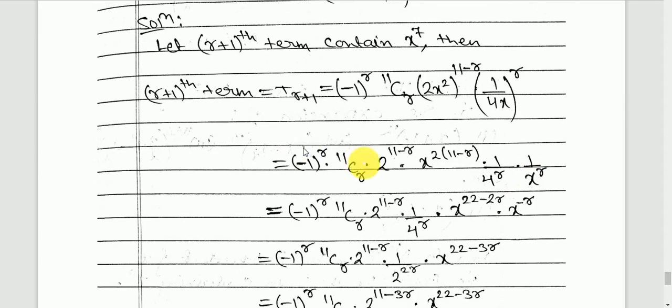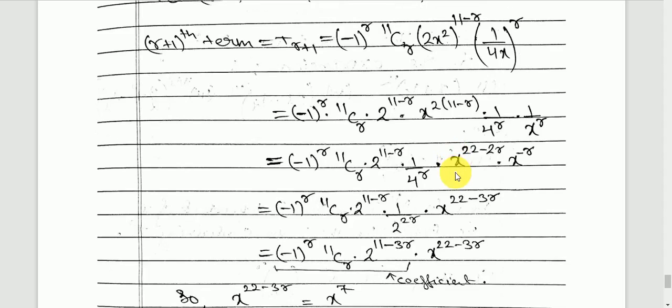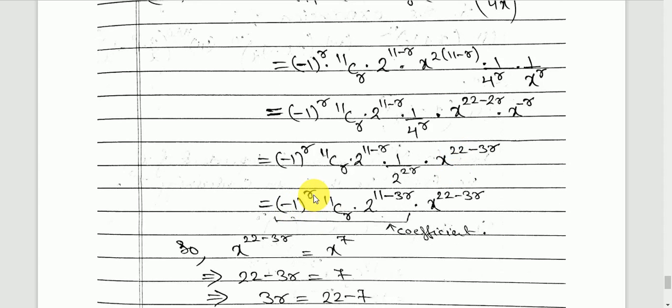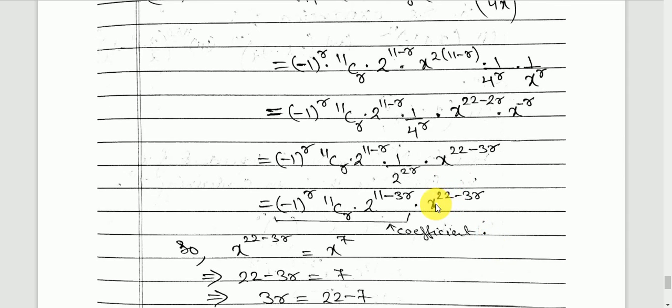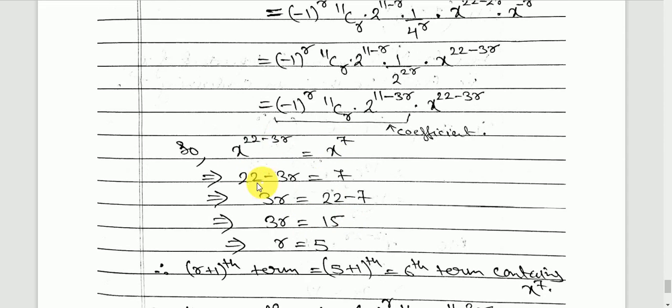Simplify it, and at the end you get minus 1 to the power r into 11Cr into 2 to the power 11 minus 3r into x to the power 22 minus 3r. But x to the power 22 minus 3r is what? x to the power 7, according to our assumption. So the bases are the same, so the powers will be the same. So 22 minus 3r is equal to 7. Simplify it, and you get r equal to 5. That means the 6th term contains x to the power 7.